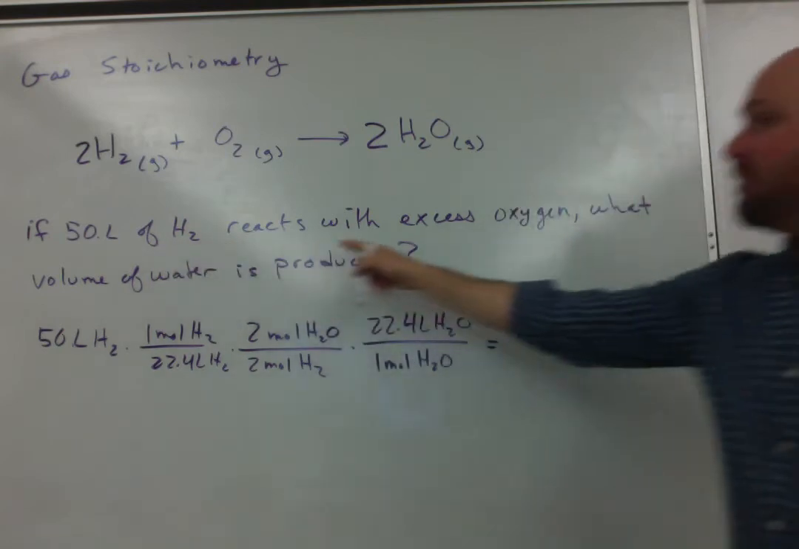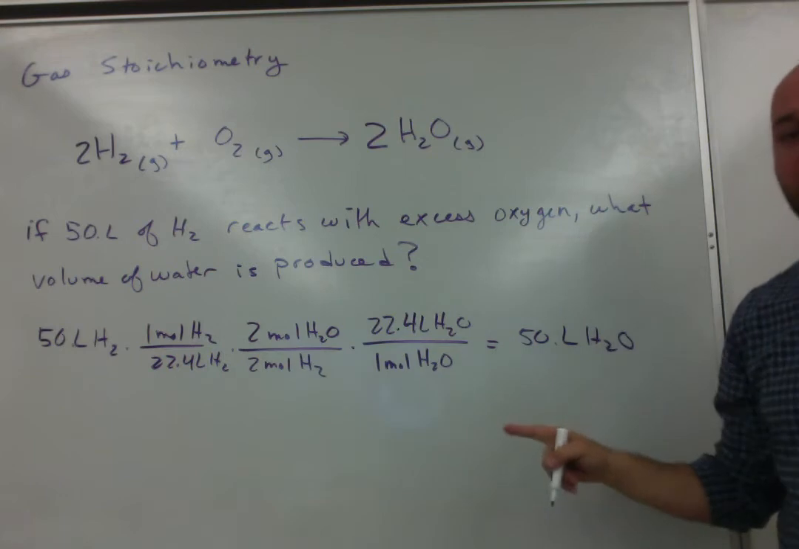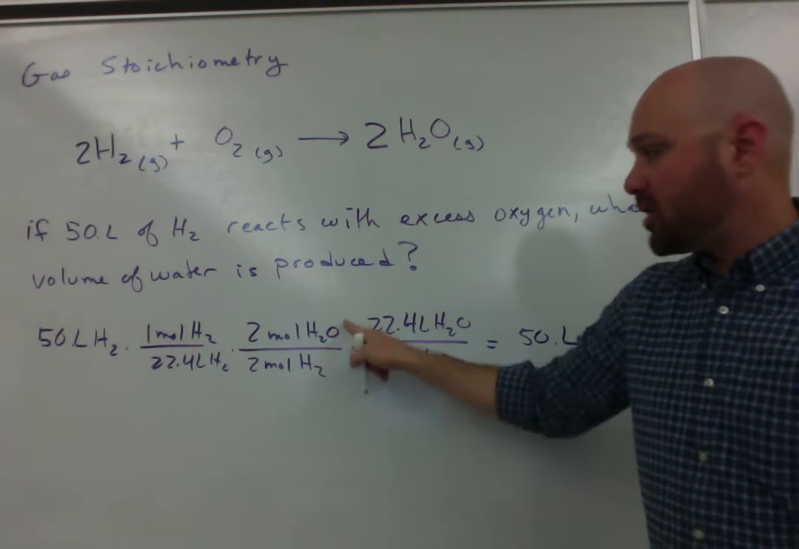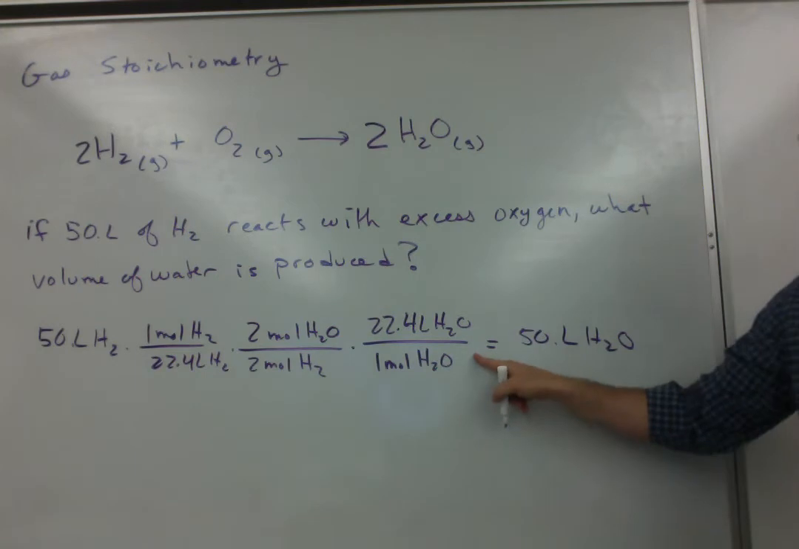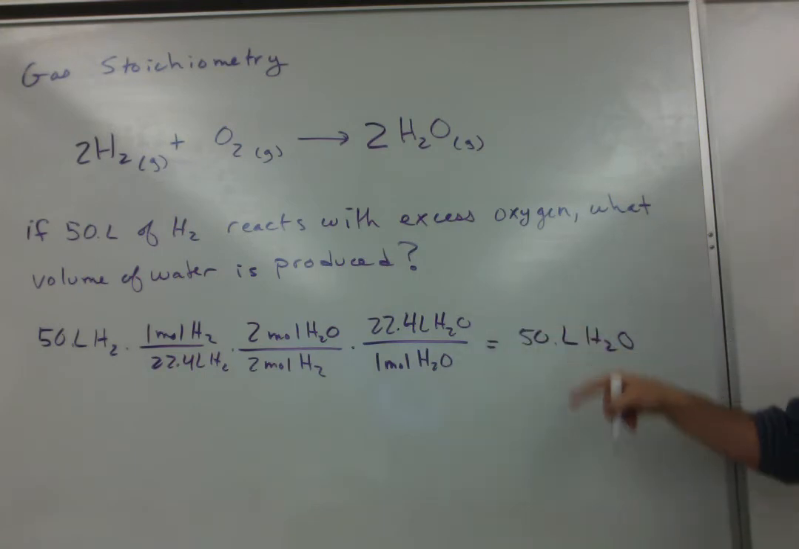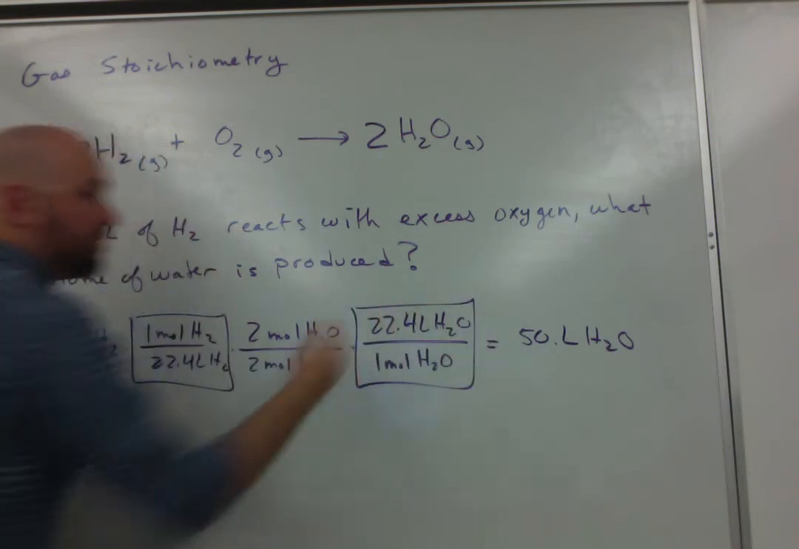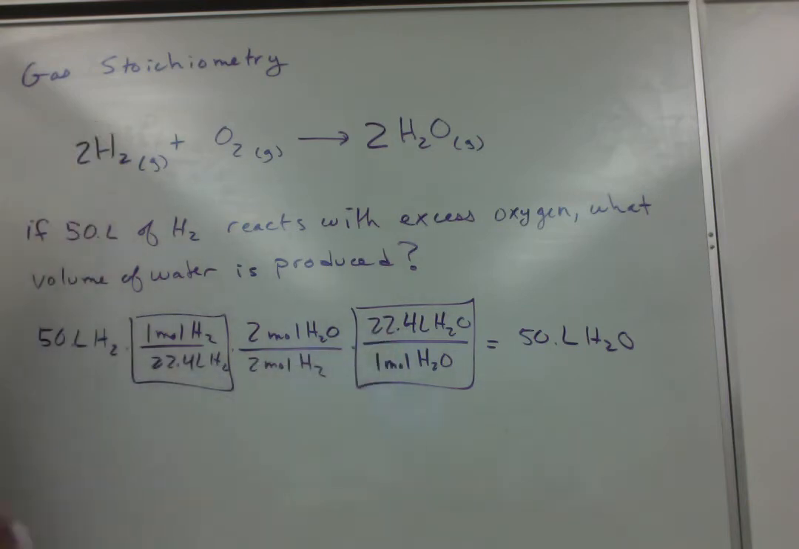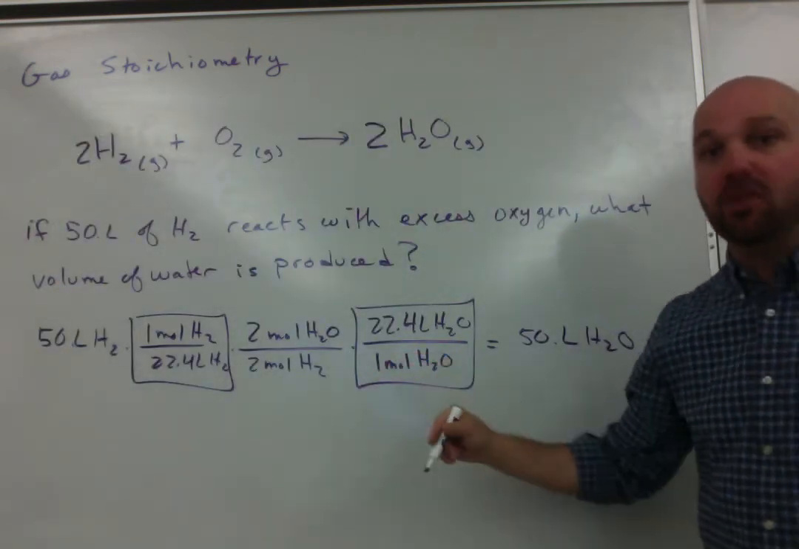And here's the question. If 50 liters of hydrogen reacts with excess oxygen, what volume of water will be produced? Well, we can do that. 50 liters, convert to moles, use our mole ratio to change from what we have to what we want, and then change from moles back to volume. But if you look at these two conversion factors, 22.4 is going to divide by 22.4, and the gas volumes are going to cancel out because every gas has a volume of 22.4 liters at standard temperature and pressure.